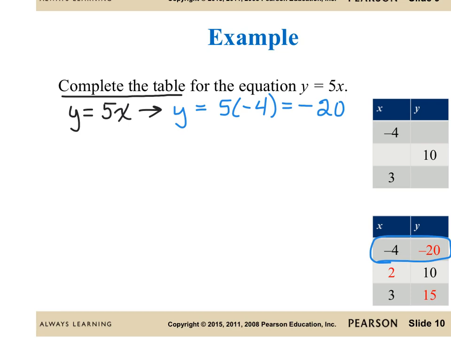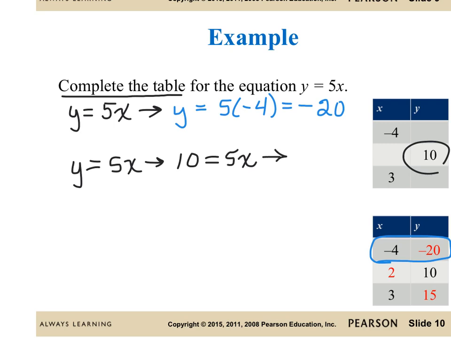And then similarly, going back again to y equals 5x, we look and see that in our second entry in the table we have y equals 10. So substituting 10 for y, 10 is equal to 5x. That tells us then that x is equal to 10 over 5, which is 2. And that gives us the second entry in the table.